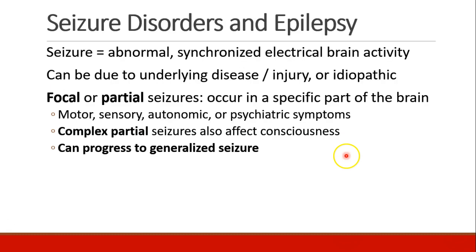A seizure is abnormal synchronized electrical brain activity. It can be due to underlying disease or injury, or it can just be idiopathic. Focal or partial seizures occur in a very specific part of the brain. They can be motor or sensory or autonomic or psychiatric symptoms. Complex partial seizures may affect consciousness as well. And sometimes these seizures progress to a generalized seizure.